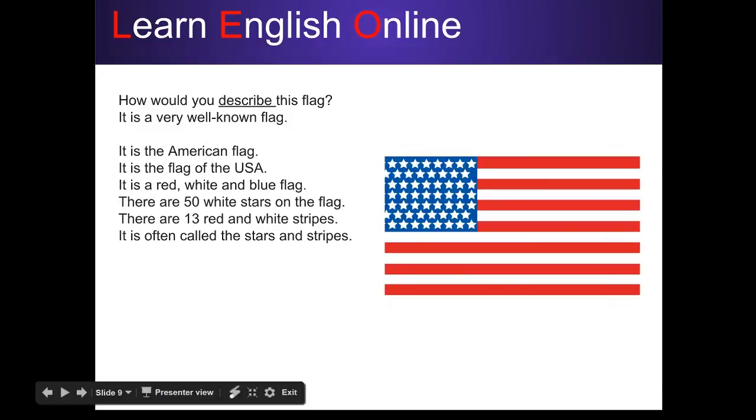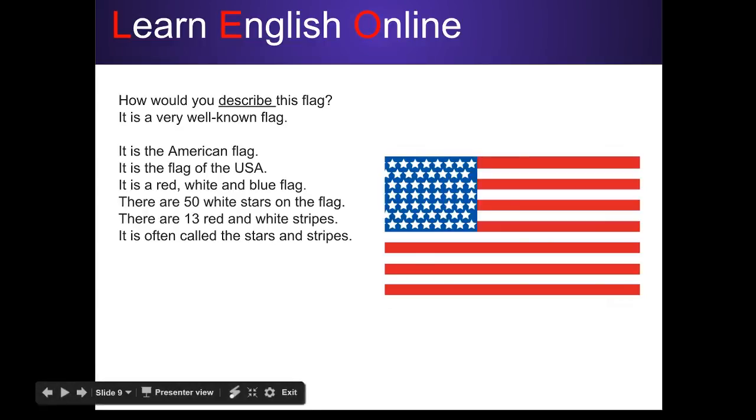And there are stars on this flag. There are more stars on this flag than the European flag. Now the European flag has 12 stars on it, but there are 50 white stars on the American flag. And there are 13 red and white stripes. And it's often called the Stars and Stripes. Red and white stripes. 1, 2, 3, 4, 5, 6, 7, 8, 9, 10, 11, 12, phew, 13.